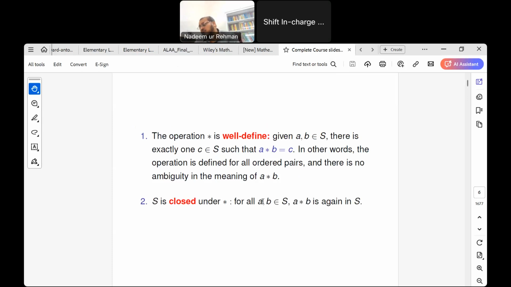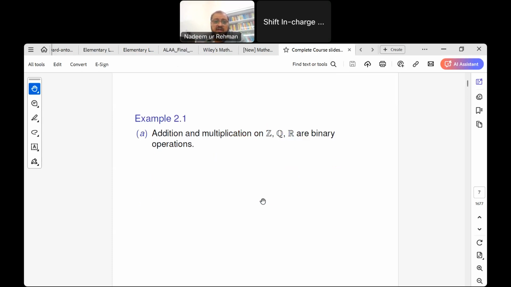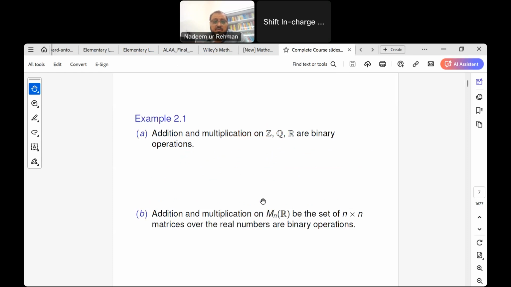So this means we have binary operations. You have already covered some portion of the groups, up to this stage three to four weeks, and you are moving on to permutations. Addition of integers, rational numbers and real numbers are binary operations, and for any n by n real matrices, addition and multiplication are binary operations.